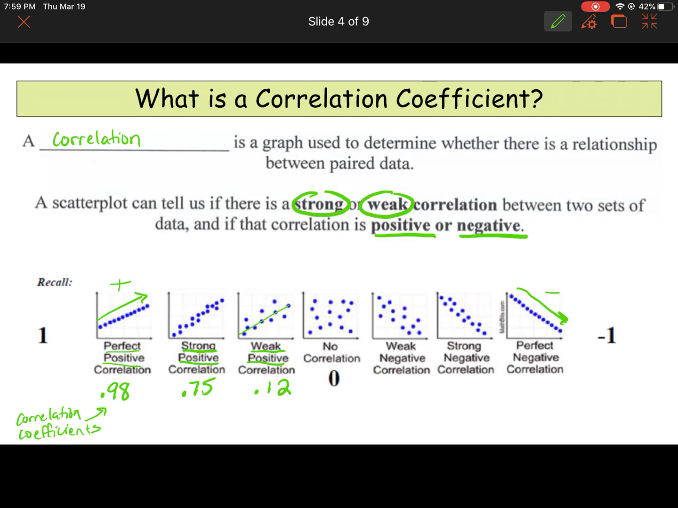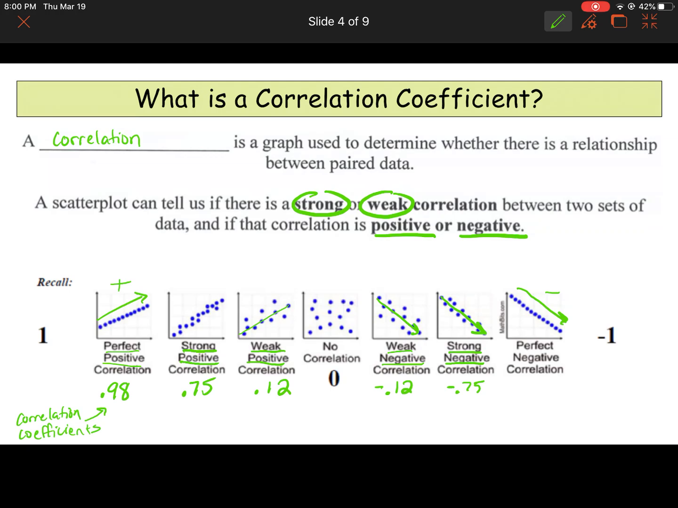And if you have a correlation of 0, it means there's no relationship with these dots whatsoever. They're so sporadic that we can't even make a straight line that represents those dots effectively. Okay? And then we can go the opposite way. All right? We could have something like negative 0.12, a weak negative correlation, where we can kind of draw a line going in the negative direction, but it's still not great. A strong negative correlation. We're getting better, right? The dots are getting closer together, and that could be something like negative 0.75.